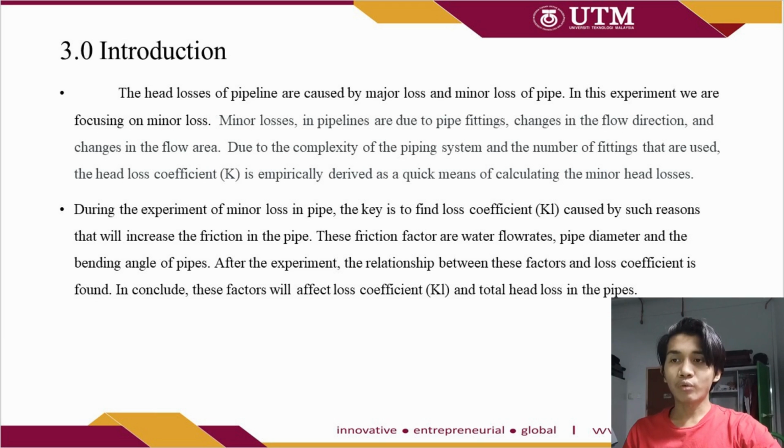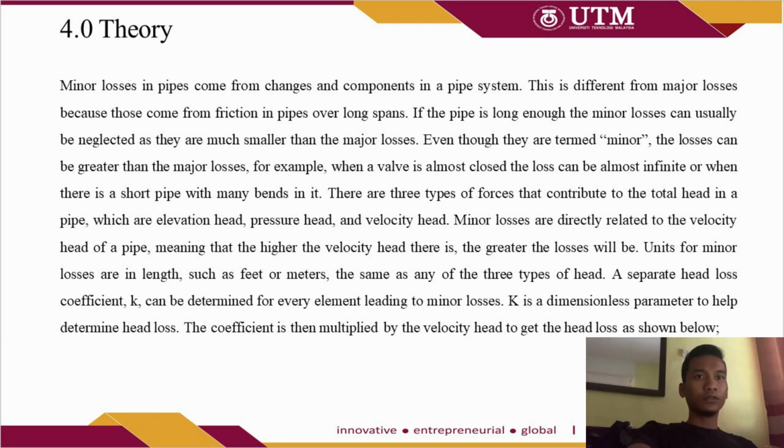During the experiment of minor loss in pipe, the key is to find loss coefficient caused by such reasons that will increase the friction in the pipe. These friction factors are water flow rates, pipe diameter, and the bending angle of pipes. After the experiment, the relationship between these factors and loss coefficient is found. In conclusion, the factors will affect loss coefficient and total head losses in the pipe.